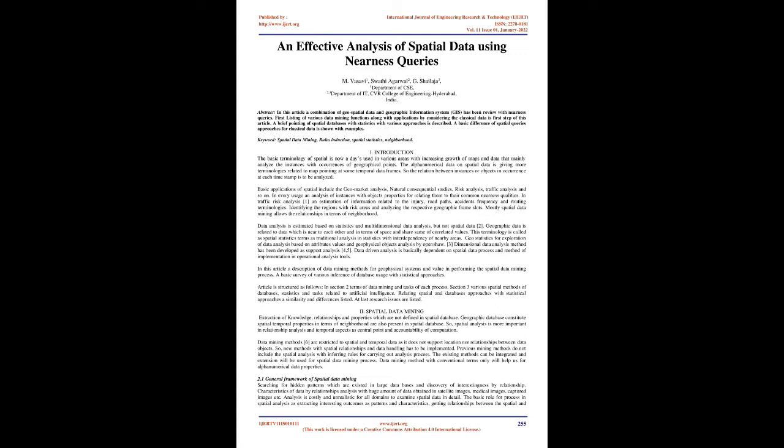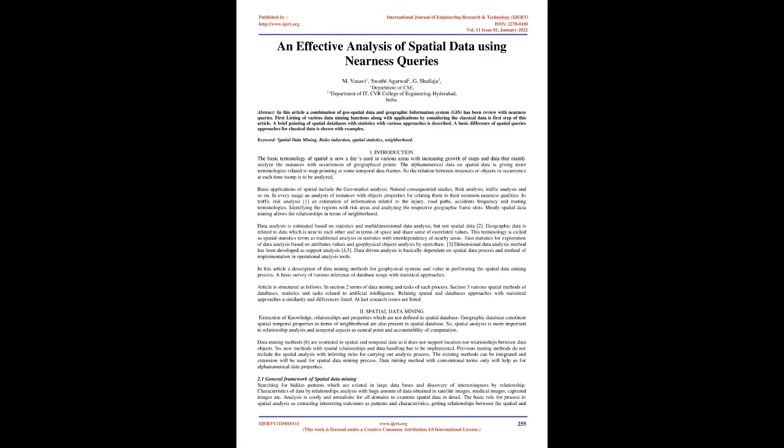Basic applications of spatial include geomarket analysis, natural consequential studies, risk analysis, traffic analysis, and so on. In every usage, an analysis of instances with objects' properties for relating them to their common nearness qualities. In traffic risk analysis, an estimation of information related to the injury, road paths, accident frequency, and routing terminologies. Identifying the regions with risk areas and analyzing the respective geographic frame slots.